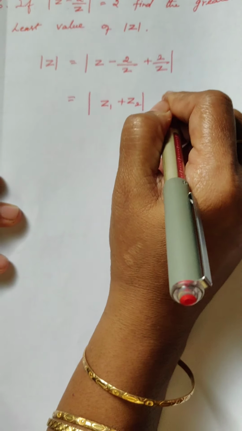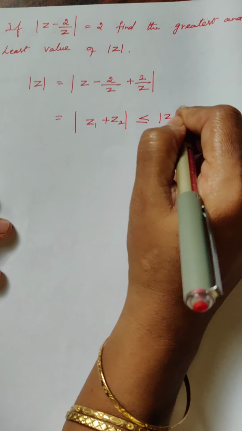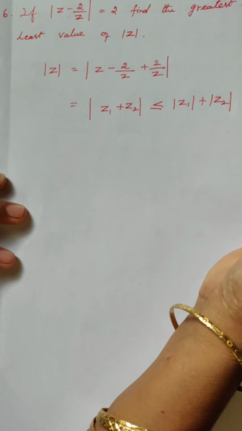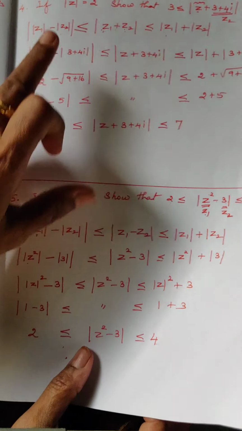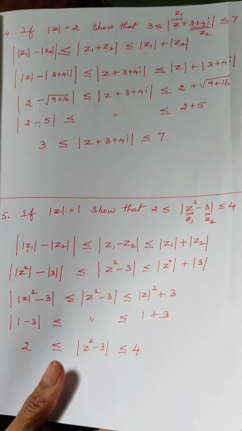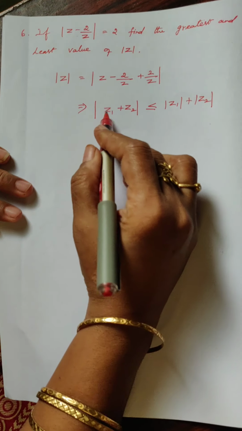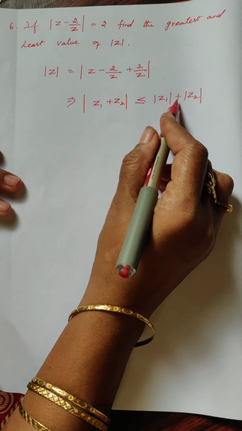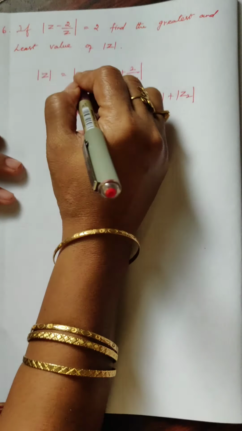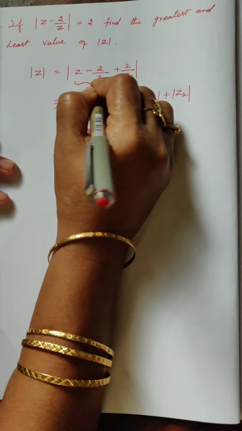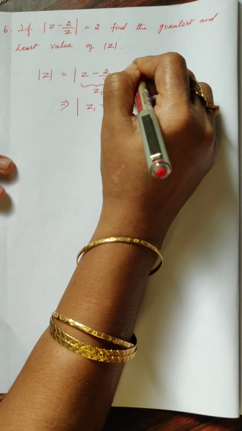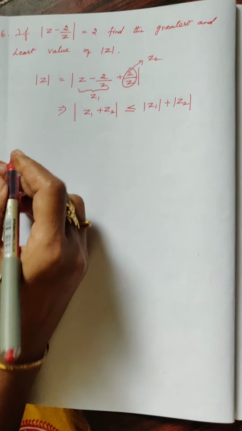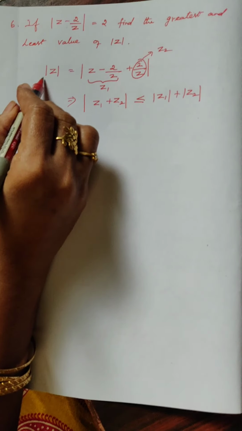You know that modulus of z1 plus z2 is lesser than or equal to modulus of z1 plus modulus of z2. Clear? In the last problem, I have taken both the sides. Both the greater value and lesser value you can do by this method also, but it is enough to do by one method. Okay, so modulus of z1 plus z2 is lesser than or equal to modulus of z1 plus modulus of z2. Is it clear now? So in the place of z1, I am having this part, z minus 2 by z. And in the place of z2, we are having 2 by z. Is it clear? So this full part is nothing but modulus of z.